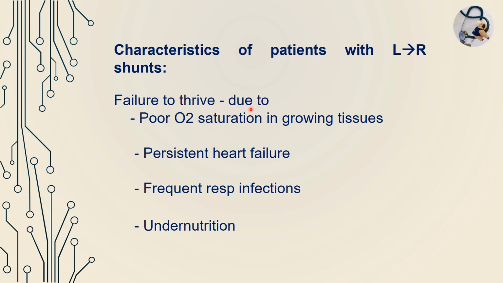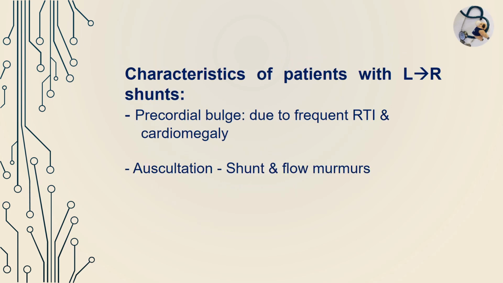Failing to thrive is due to poor oxygen saturation in the growing tissues. It may be due to persistent heart failure, the child is unable to gain weight. Frequent respiratory infection also discourages weight gain, and then there is undernutrition because of poor nutrition as the child is unwell. In the clinical chest finding, you get precordial bulge due to frequent respiratory tract infection and cardiomegaly. On auscultation, you'll get the shunt and flow murmurs. I'll discuss the murmurs in detail when I discuss the diseases individually.